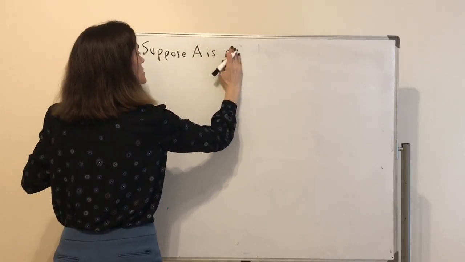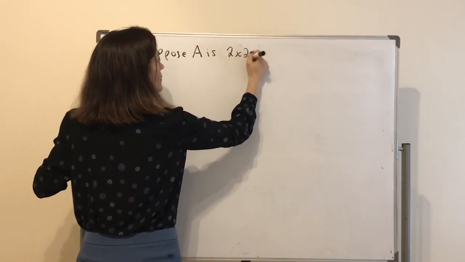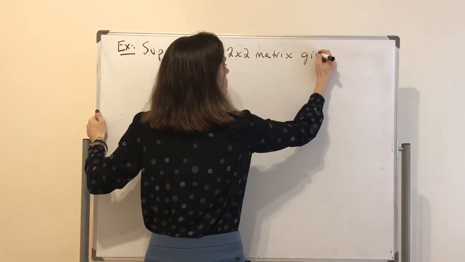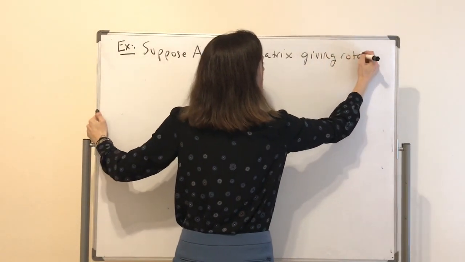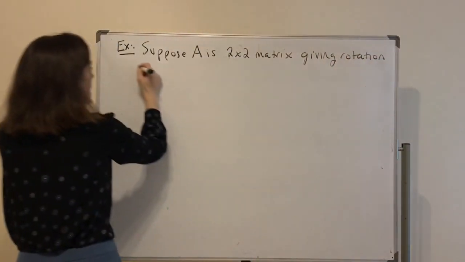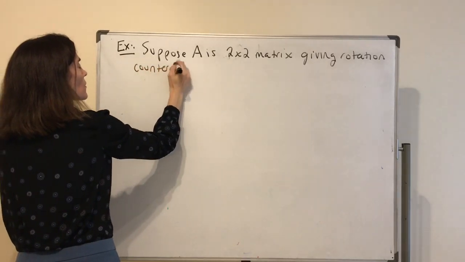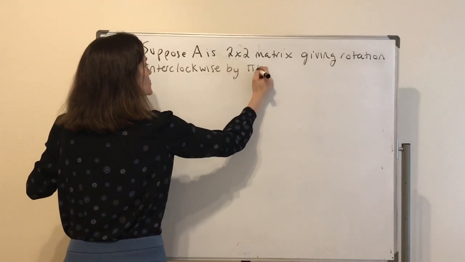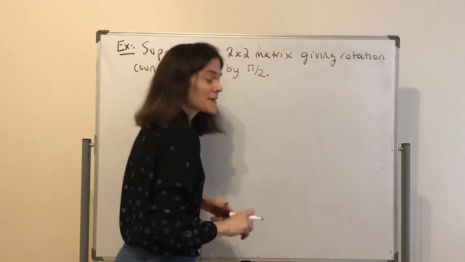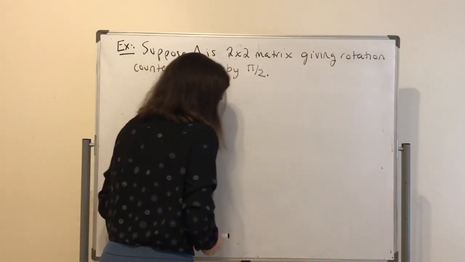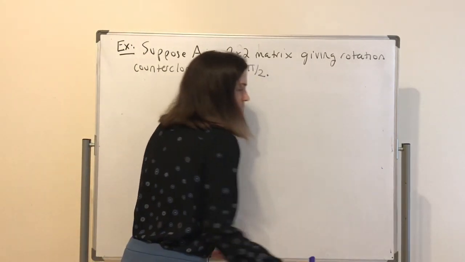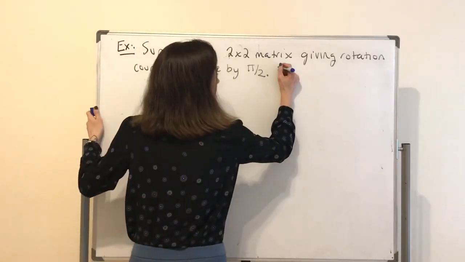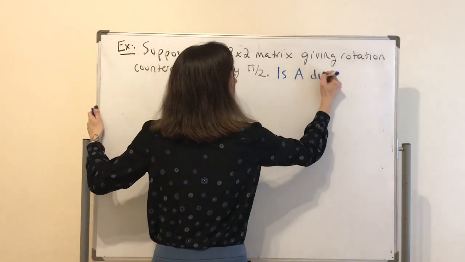Suppose A is the 2 by 2 matrix giving rotation counterclockwise by pi over 2, or you can also think 90 degrees. And the question is, well, is A diagonalizable, or find the eigenvectors, associated eigenvalues like this if we can. So I will just ask it this way, is A diagonalizable?